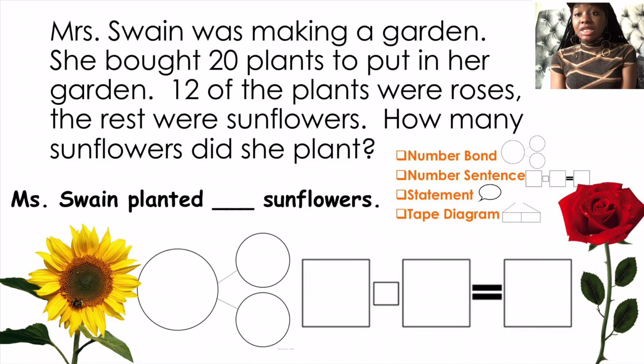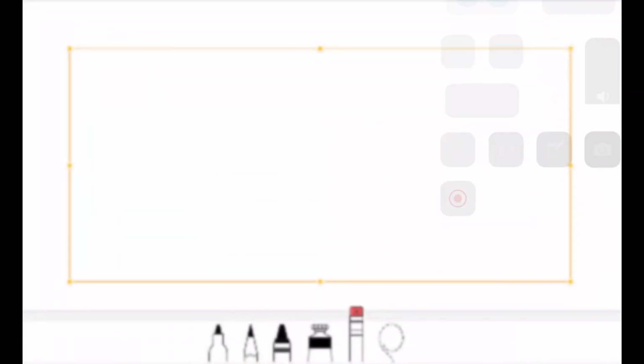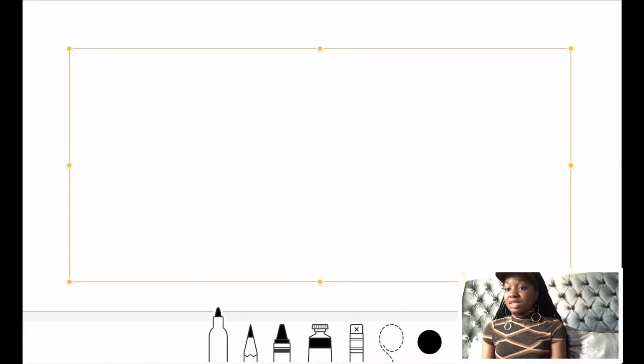We know Miss Swain was making a garden. She bought 20 plants for her garden. We know 12 of those plants were roses and the rest were sunflowers. We are trying to find out how many of Miss Swain's plants were sunflowers. Because we are taking these numbers apart, we know that our number is going to get smaller. Watch closely as I solve this tape diagram.